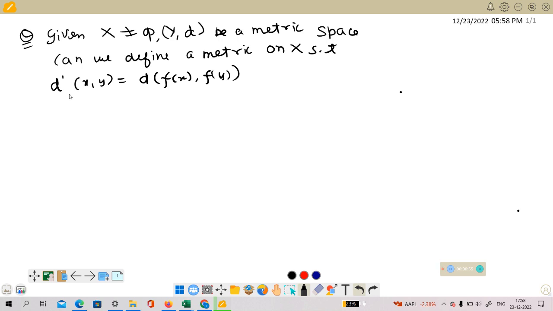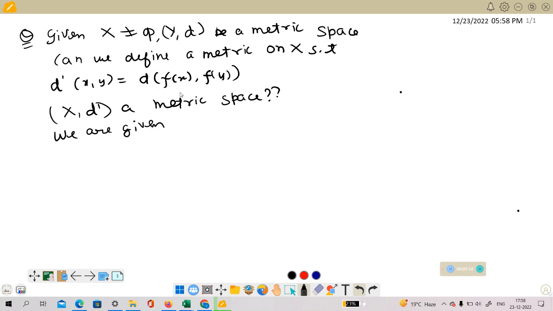Okay, so now the problem is: is (X, d') a metric space? We are given that f is a 1-1 function. Okay, fine, let's begin the proof.